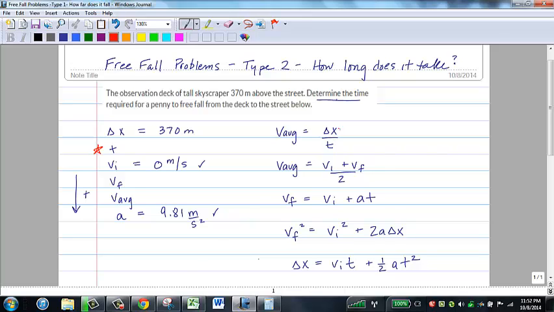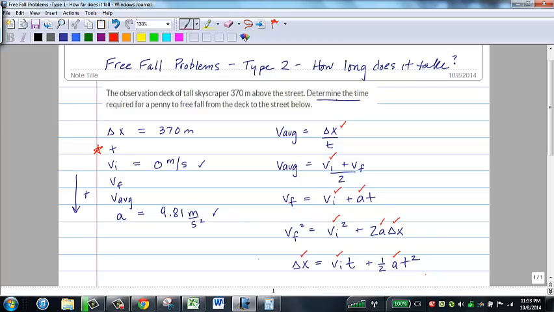So we know delta x, and we know v i, and we know a. Okay? All right, so it's not possible to use the first equation to determine the time because we don't know the average velocity. It's not possible to use the second equation to find average velocity or final velocity because two pieces of information are unknown there.